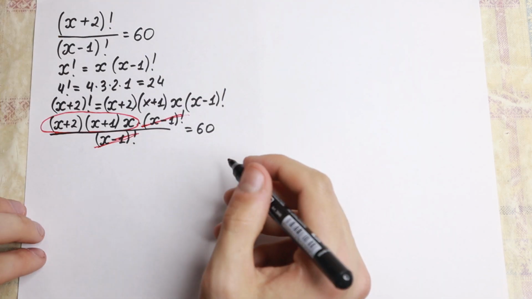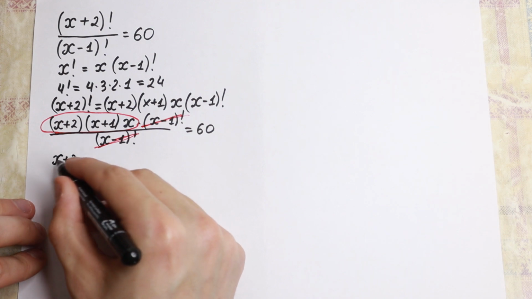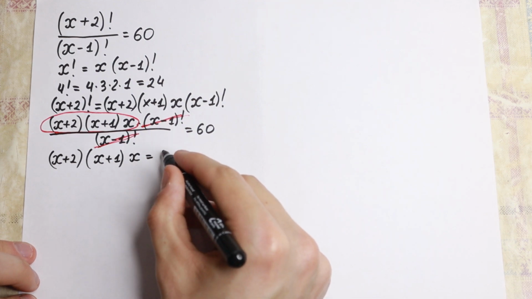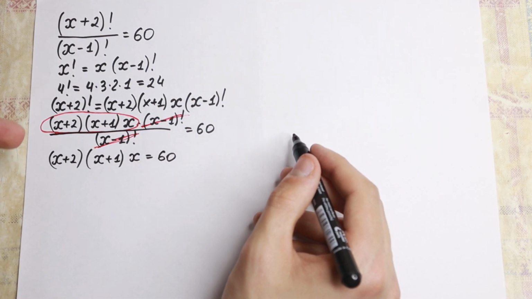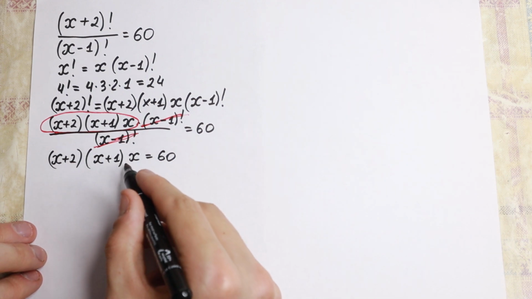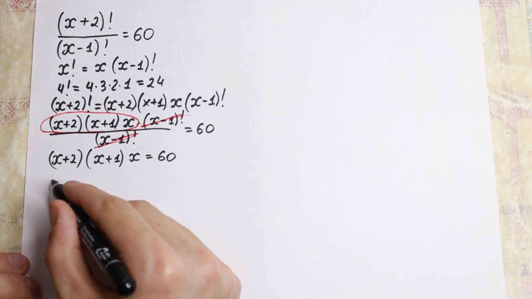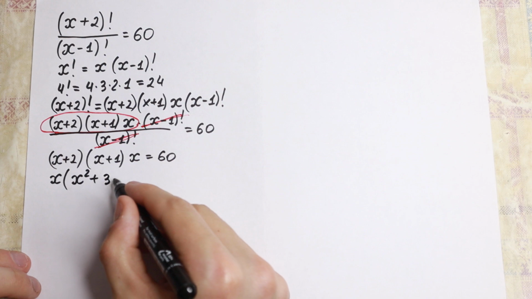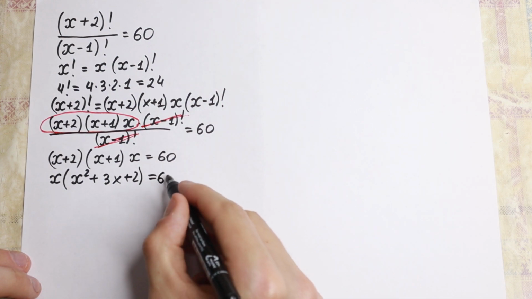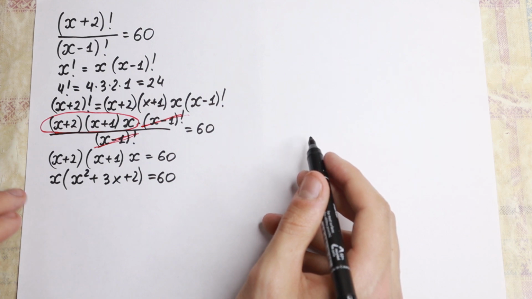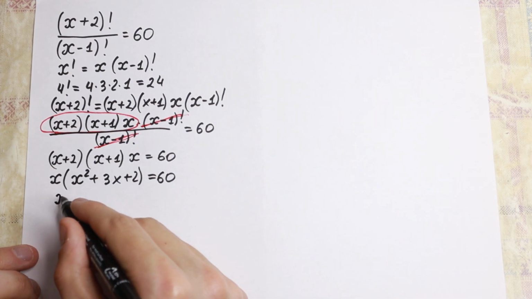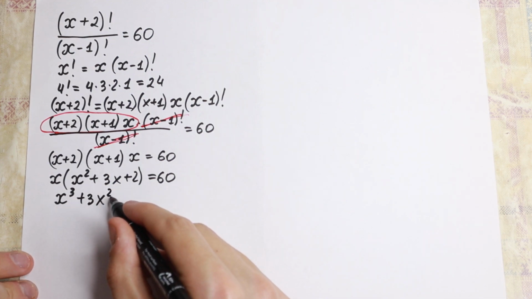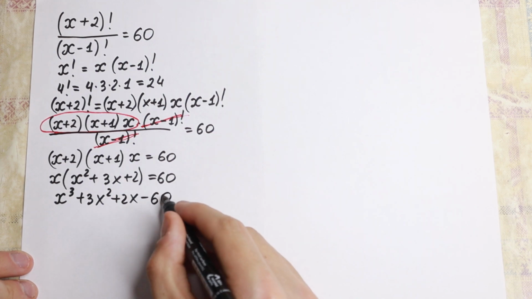So let's solve it. Let's write it. We will have x plus 2 times x plus 1 times x equal to 60. Of course, we can simplify this. We don't have any factorials right here, so we can easily start with this multiplication, these two parentheses. We will have x, and in our parentheses, we will have x squared plus 3x plus 2, equal to 60. Moreover, we can finally multiply this x by this parentheses, and we will have a really interesting cubic equation: x cubed plus 3x squared plus 2x minus 60 equal to 0.